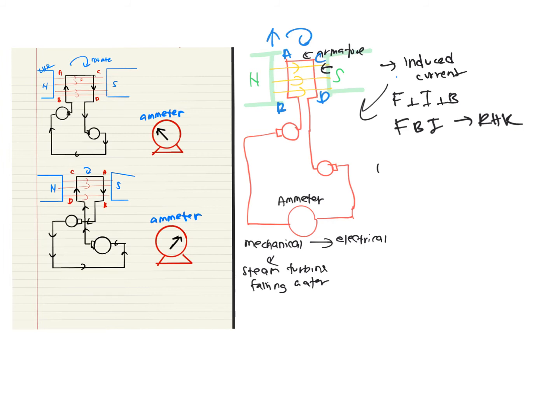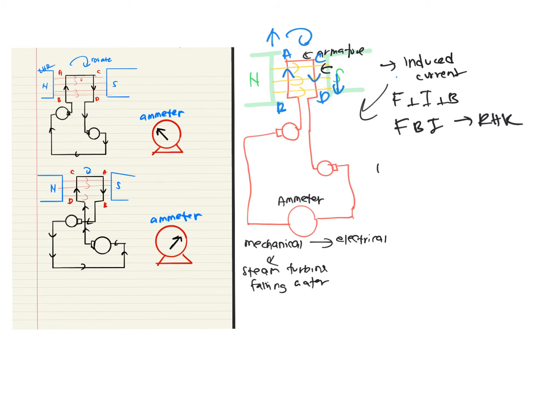Your magnetic field is north to south. So the direction of the induced current is going to be, yes, very good, inward. What about C and D? Same thing here. The force is now going to be downward because it's rotating clockwise, and with the north to south magnetic field, the direction of this current is going to be upward.